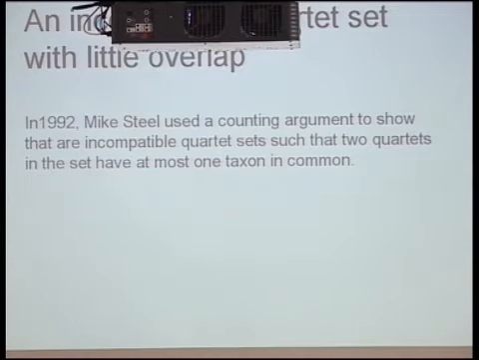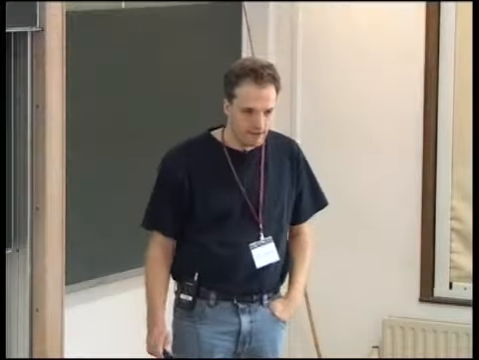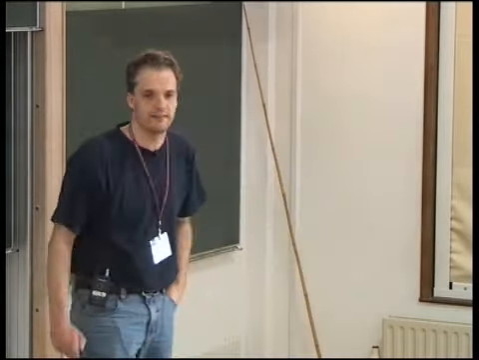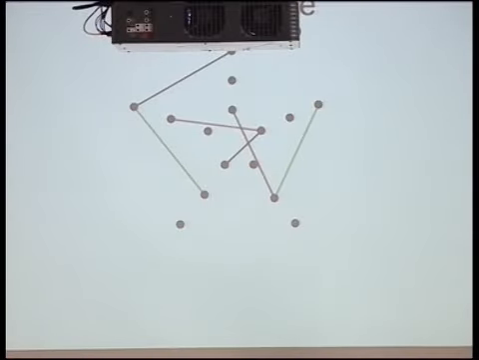Finally, I have constructed an incompatible quartet set with little overlap. So in 1992, Mike Steele used a counting argument to show that there are incompatible sets such that 2 quartets in the set have at most one taxon in common. Intuitively, you would say such a set should be compatible. You just glue them together. But after doing that a few times, then you have more overlap, and then it doesn't work anymore. So this was in 1992. So it's clear that such sets must exist, but none of them have really been constructed. And so we used some educated guess together with computer power to finally construct such a set.